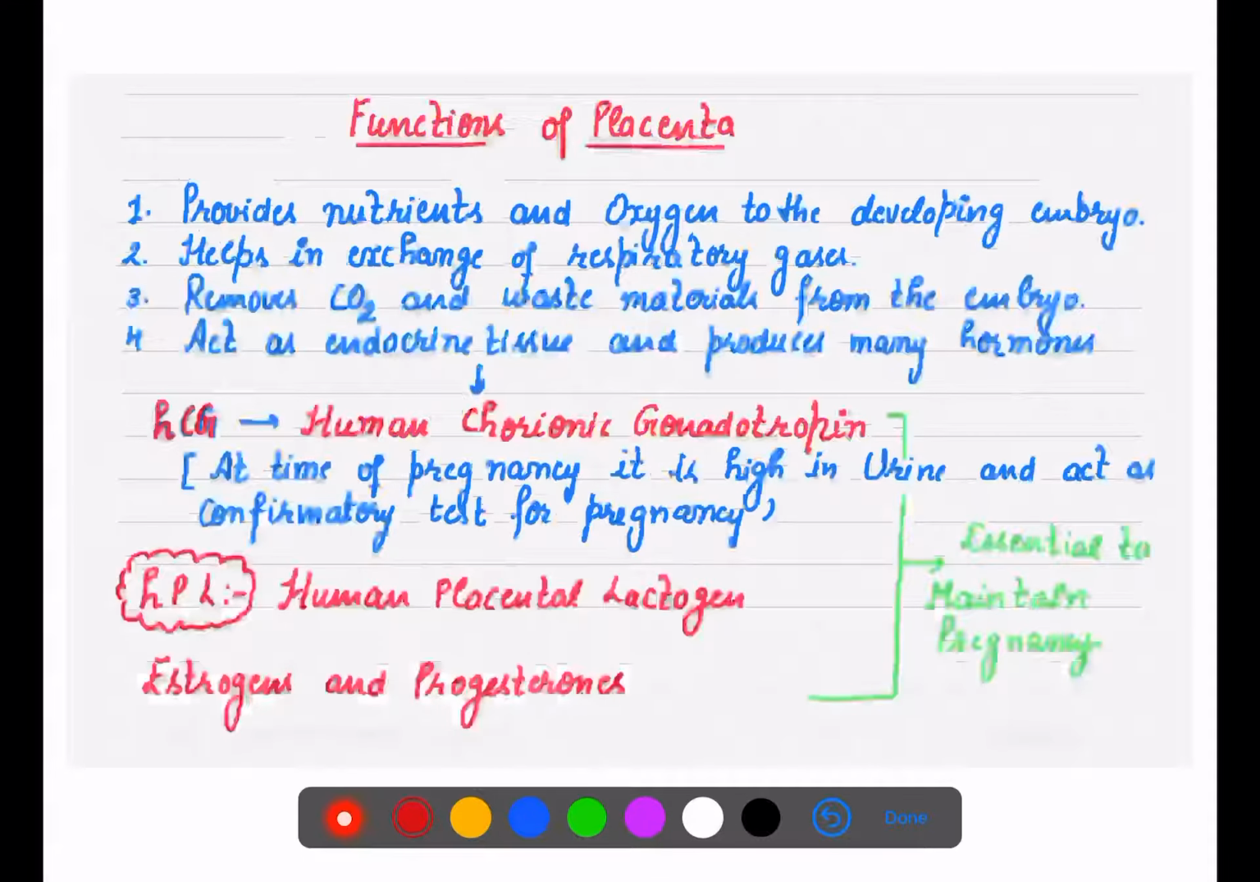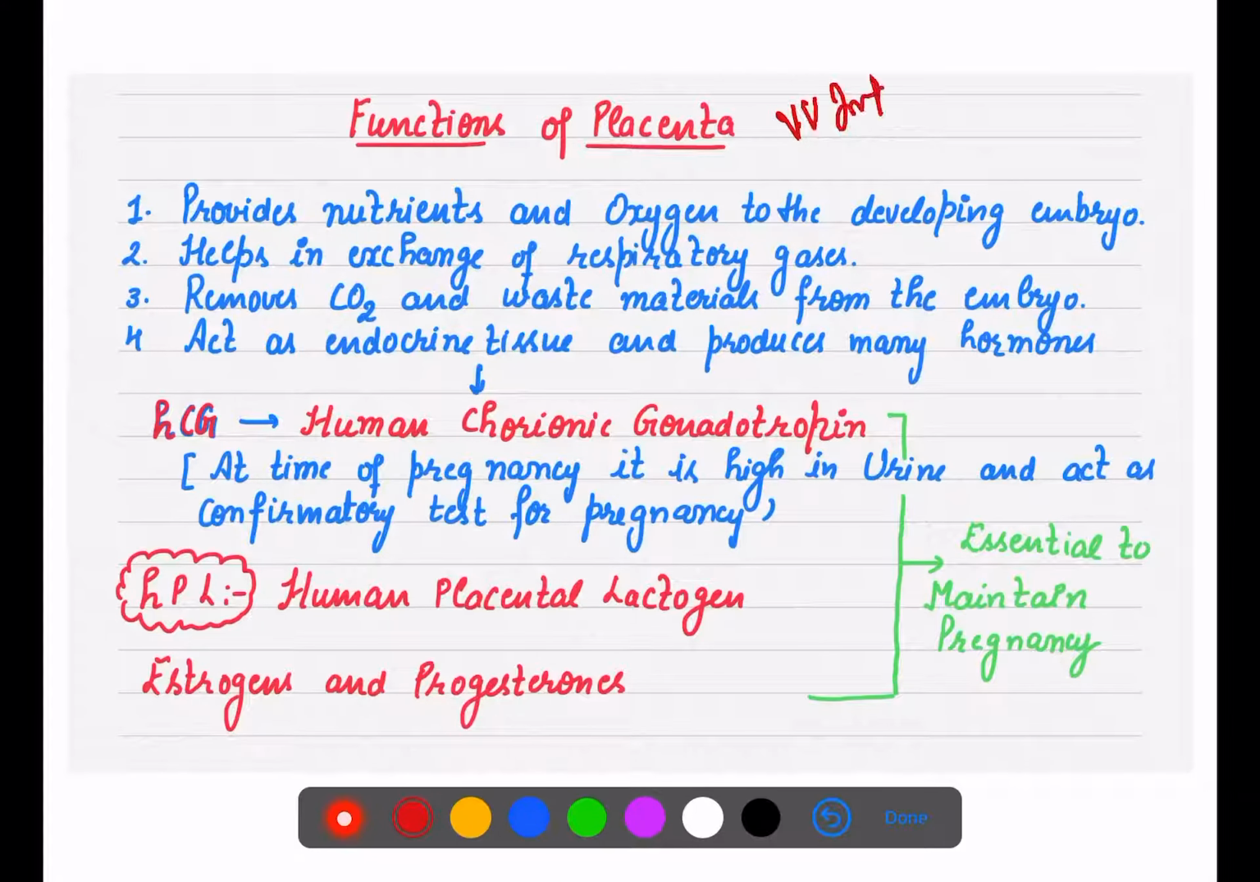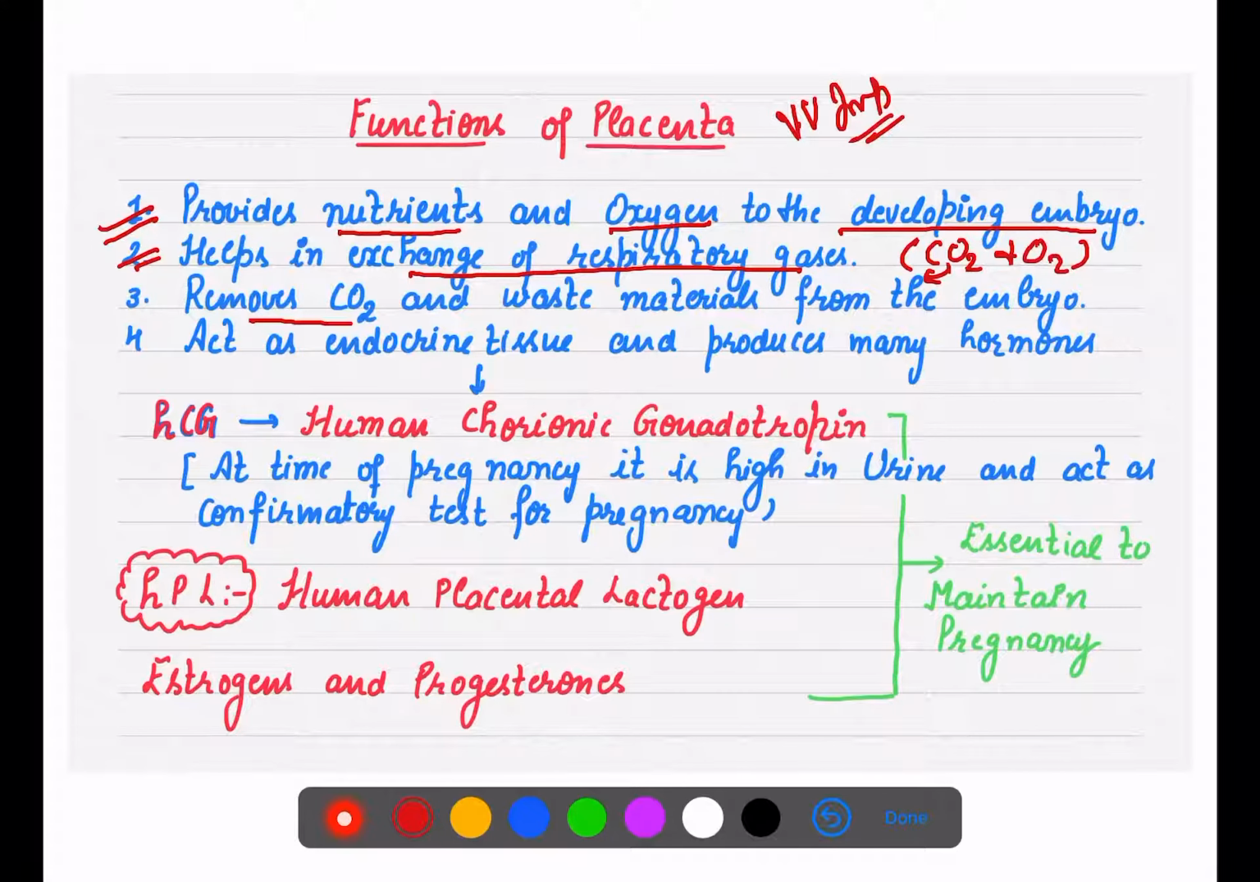Next are the functions of the placenta, as they are very important functions. First, as very common functions we know from class 10th, it provides nutrients and oxygen to the developing embryo. Second most important thing is it helps in exchange of respiratory gases. If we talk about carbon dioxide and oxygen, their exchange is also done through the placenta. The most important one is that the placenta helps in removal of carbon dioxide and waste material. From where is this waste material being removed? From the embryo side. And who is helping in this? That is the placenta.